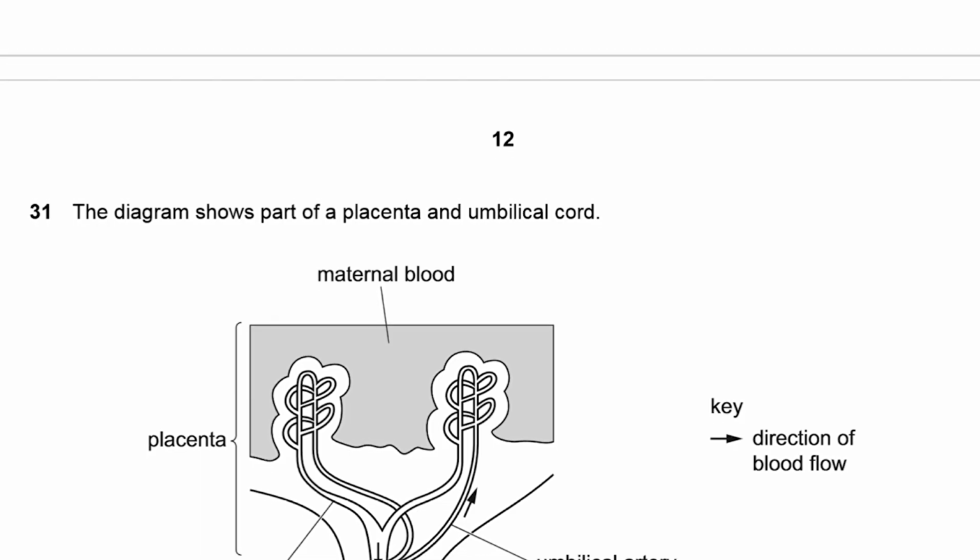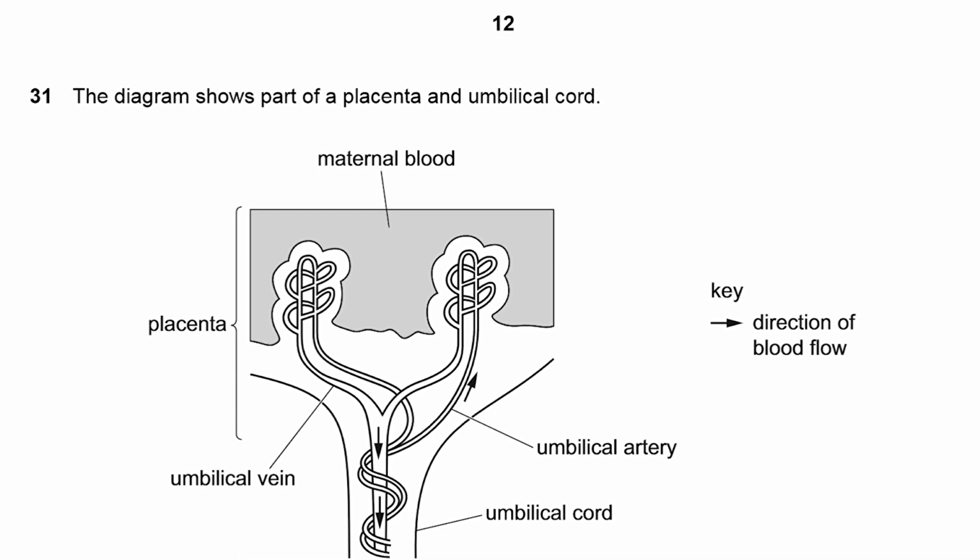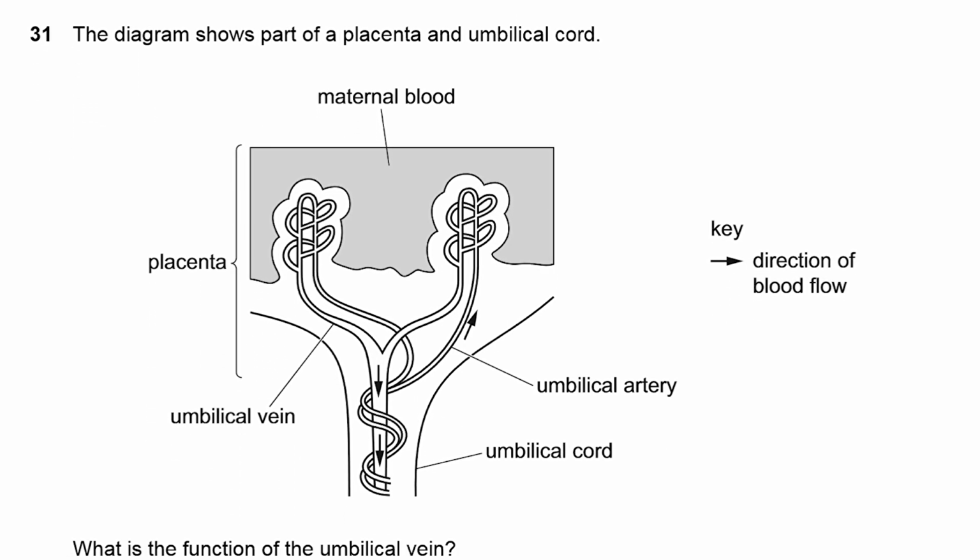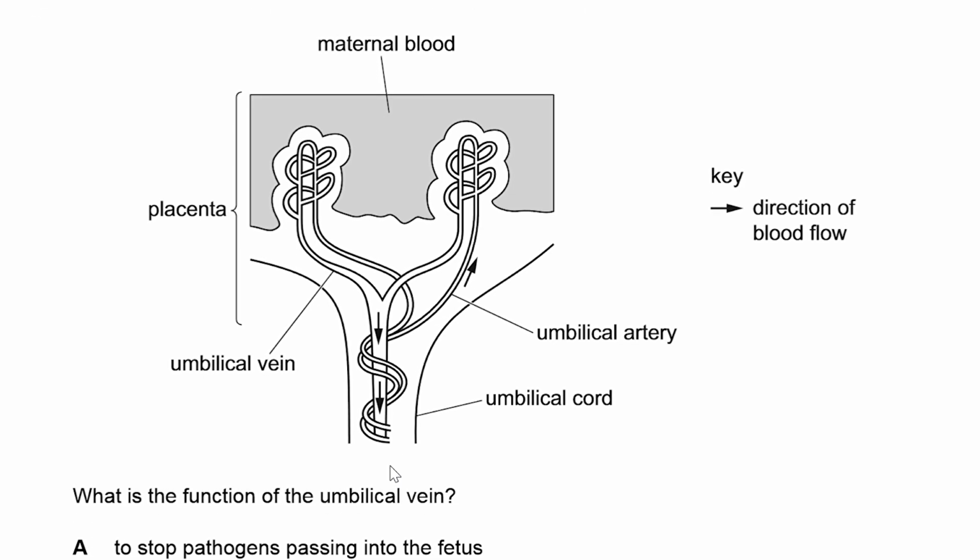Number 31 says the diagram shows parts of the placenta and umbilical cord, and we can see part of the placenta. We have the maternal blood, we have the fetal blood. Then we have umbilical vein over here, we have umbilical artery, we have the umbilical cord in itself. The umbilical cord has umbilical artery and umbilical vein in it. And then we have direction of blood. So we can see in the umbilical artery, blood is flowing back to the maternal blood or the placenta.